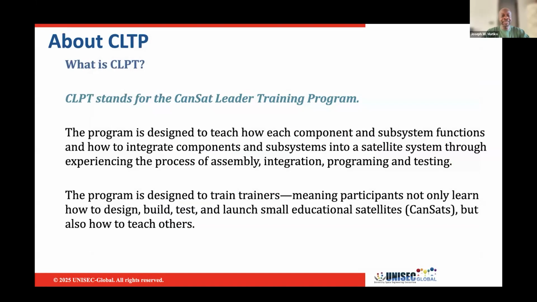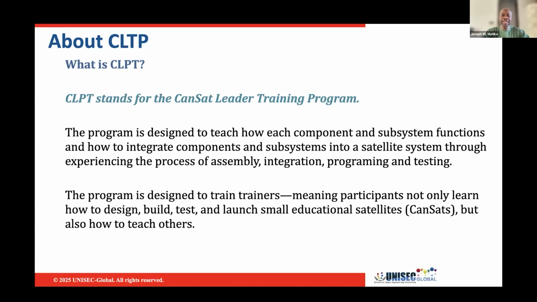So about the CLTP. CLTP stands for the Cancer Leaders Training Program. This is basically a program designed to teach how components and subsystems and how to integrate these components and subsystems into a full satellite. And the purpose is to make sure that we are sharing the experience and the processes of assembling, integrating, and programming the satellites.